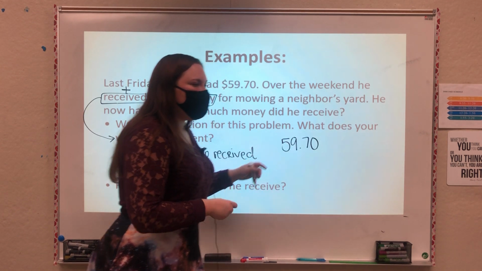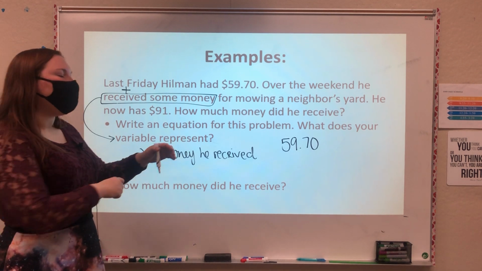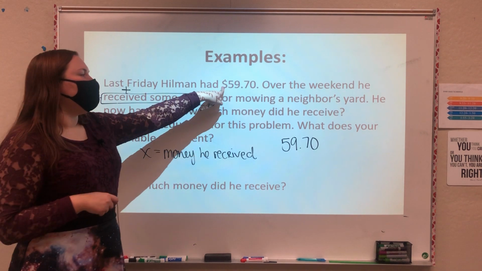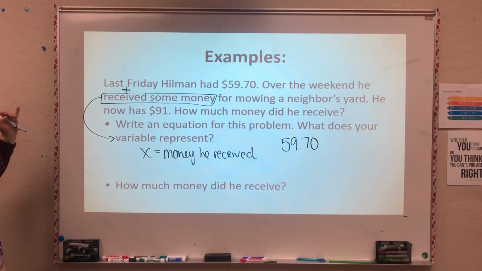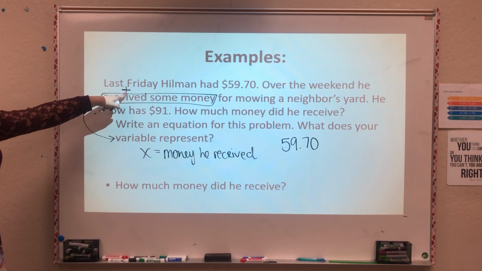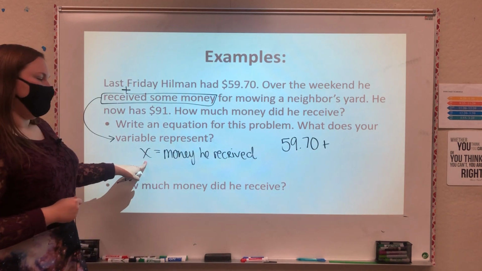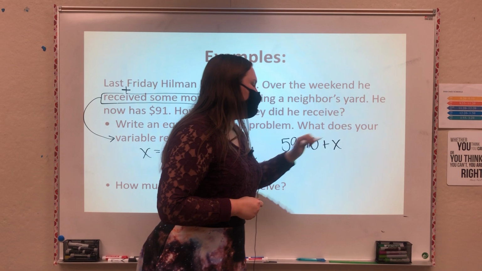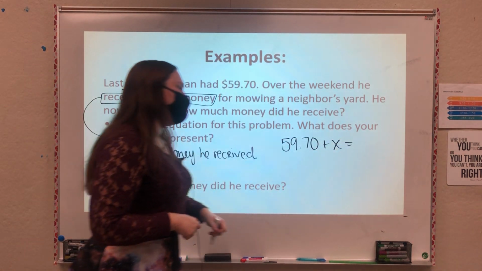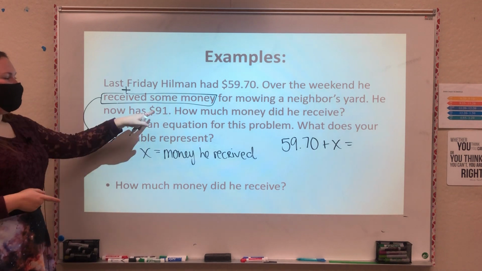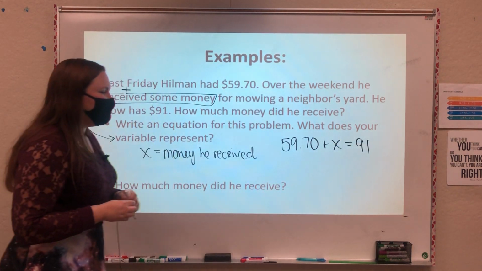$59.70. We saw this back in our intro to variable lesson. When you're writing your equation, we're going to leave off dollar signs or words in it. We're just going to put the number. So we're starting with that. You already told me we're going to add the money he received. There you go. And then we've got an equation now because after he does that, it equals a total of $91. Ta-da!